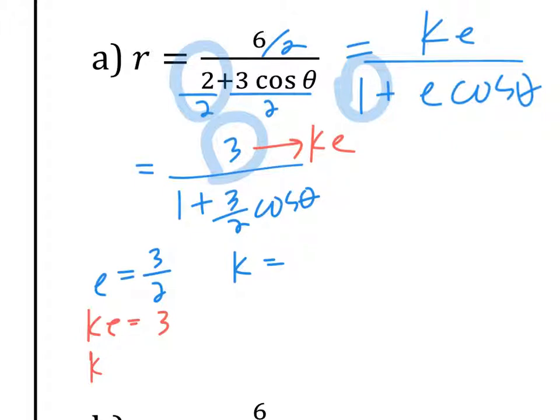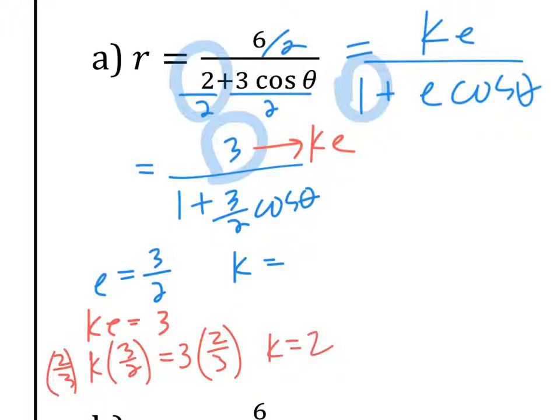Oh, I meant to multiply. K times 3 over 2 equals 3. So then multiply both sides by 2/3. Very good. So K is 2. Okay, so that's how you do this.